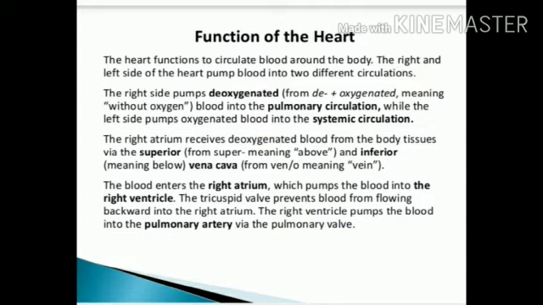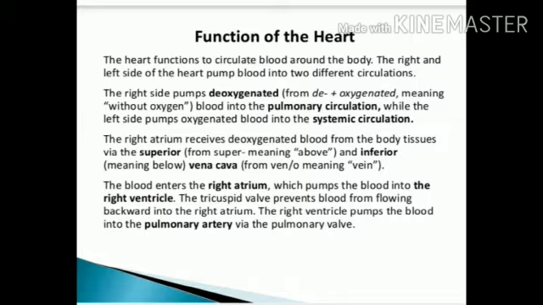Now let's see the function of the heart. The heart functions to circulate blood around the body. The right and the left side of the heart pump blood into two different circulations. The right side pumps deoxygenated, meaning without oxygen, blood into the pulmonary circulation, while the left side pumps oxygenated blood into systemic circulation. The right atrium receives deoxygenated blood from the body tissue via the superior and inferior vena cava.